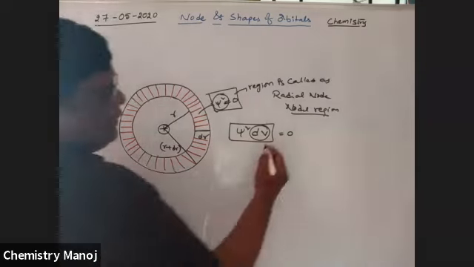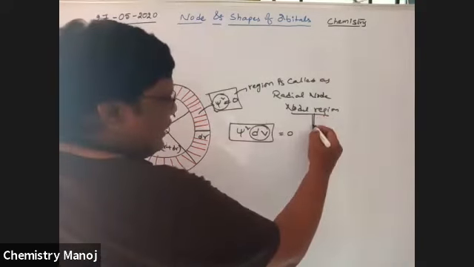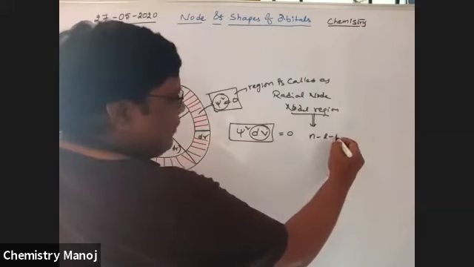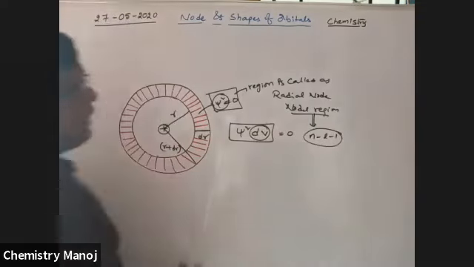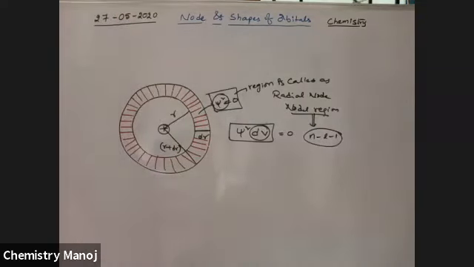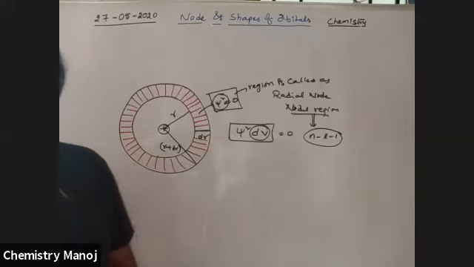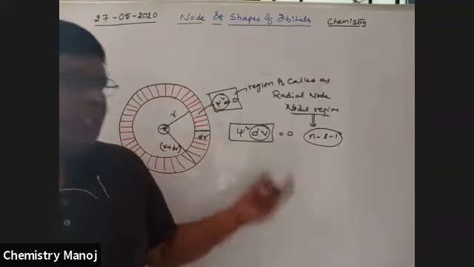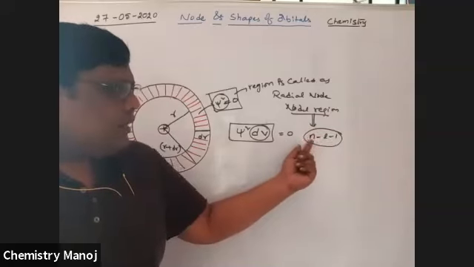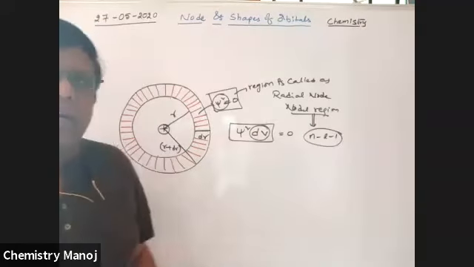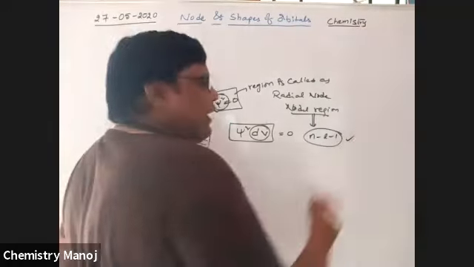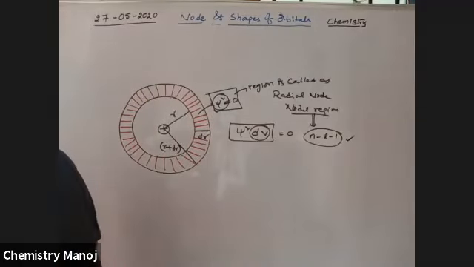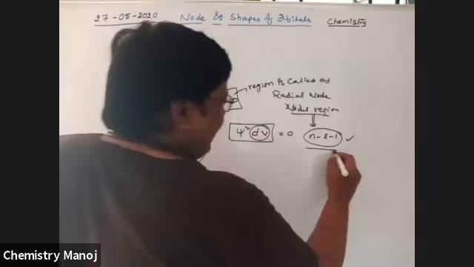In general, the number of radial nodes is equal to n minus l minus 1. For a particular orbital, for a particular subenergy level, how many radial nodes? The number of radial nodes is equal to n − l − 1. This is very, very important, my dear boys.